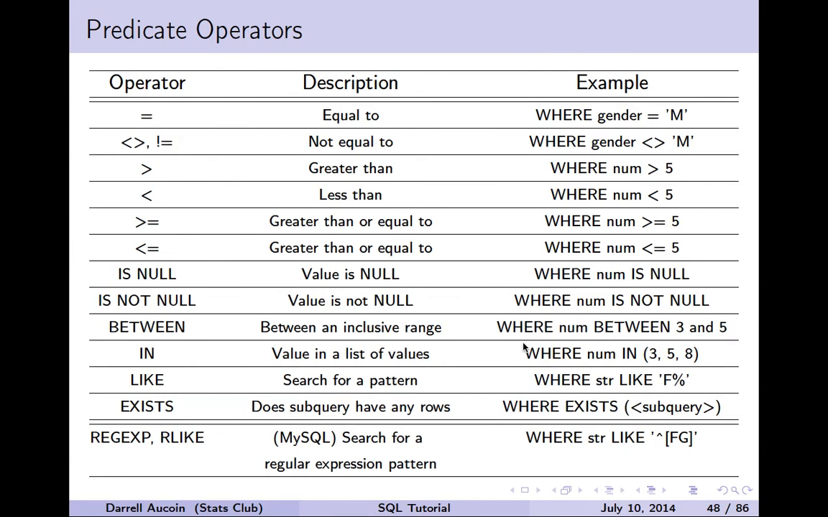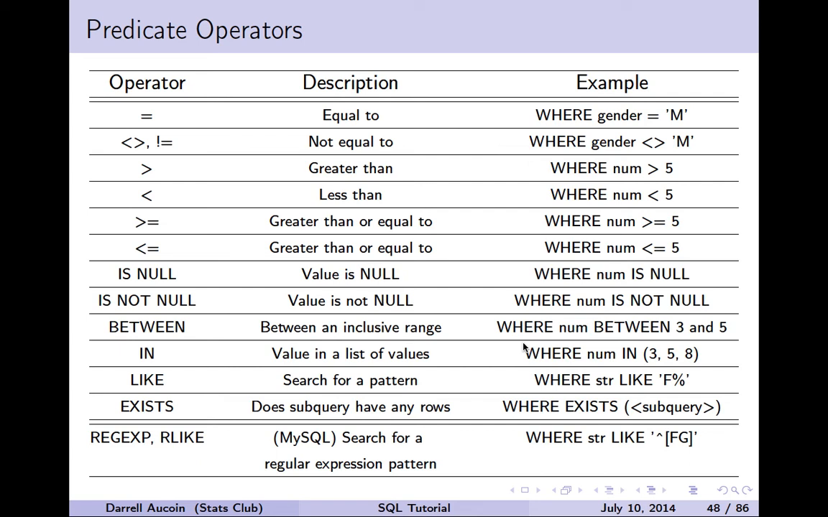Predicates, we could have various different checks, like equals, not equal, greater than, equal to, the usual. We also check if it's null, not null, or if it's between a certain range of values. This could be for anything, like dates, numbers, even strings. In basically checks if it's in a list of values. That list of values could actually be the result of a subquery. You could also search for patterns in strings.